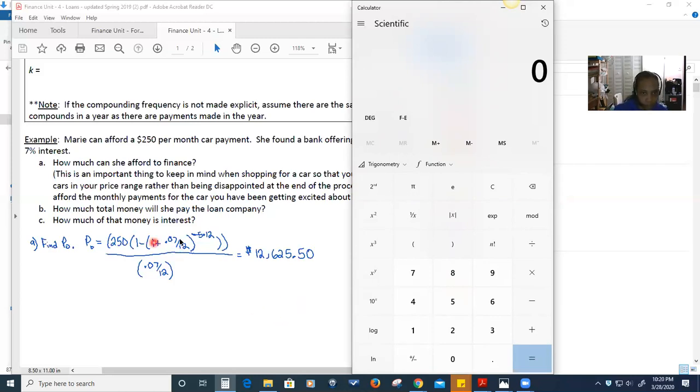I just break it up, working from the inside on out. So starting inside here with the 1 plus 0.07 divided by 12. And this is that first example with Marie buying the car. And hit equals. And then the next thing is the exponent to the power of -60. You still have to do the 5 times 12 and make sure you know what to punch in. So to the power of, and for you, you have to type in the 60 and then make it negative. Enter.